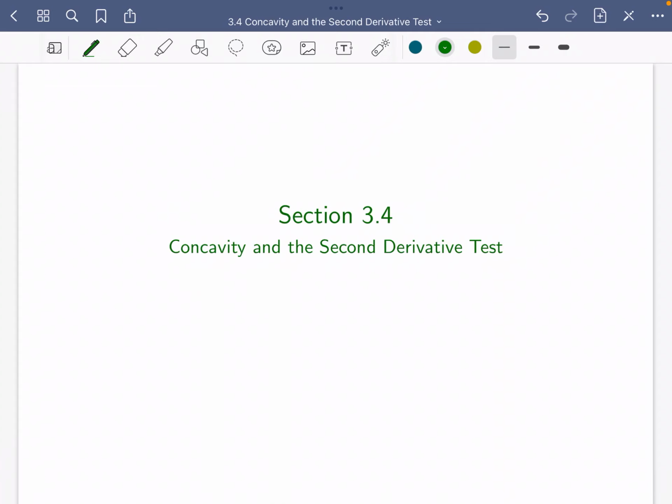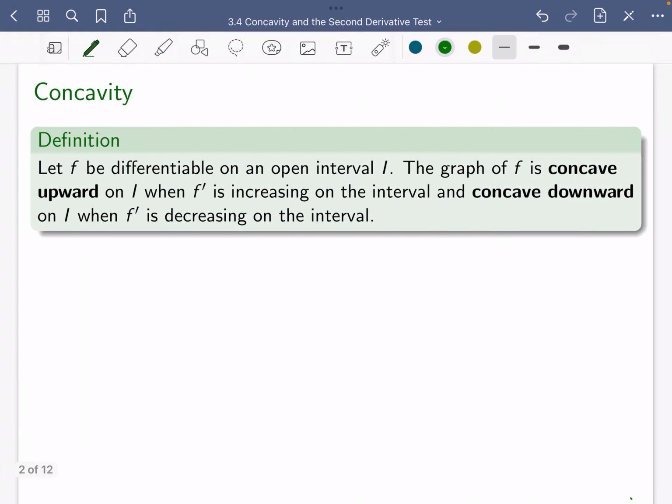In this video, we are going to see what the second derivative has to tell us about the graph of a function. In particular, the second derivative is going to help us to identify how the function is concave. So we're going to look at the concavity of a function. Now, to talk about the concavity, we first need to know, what do we even mean by concavity? So let's define concavity.